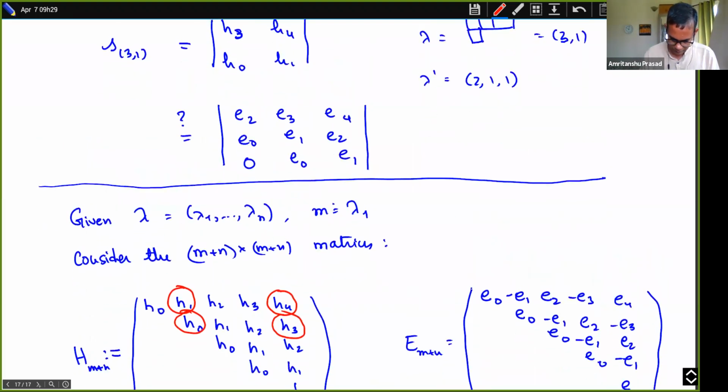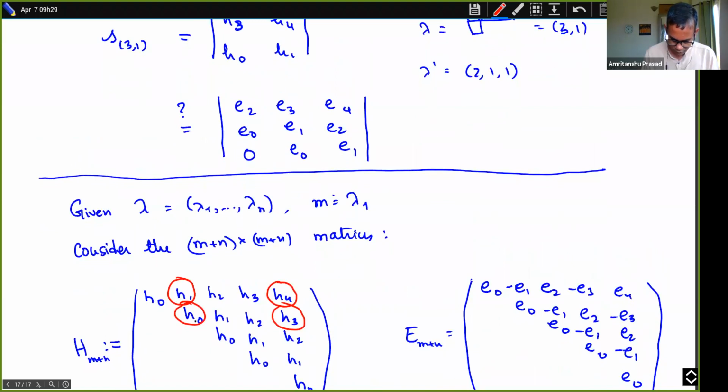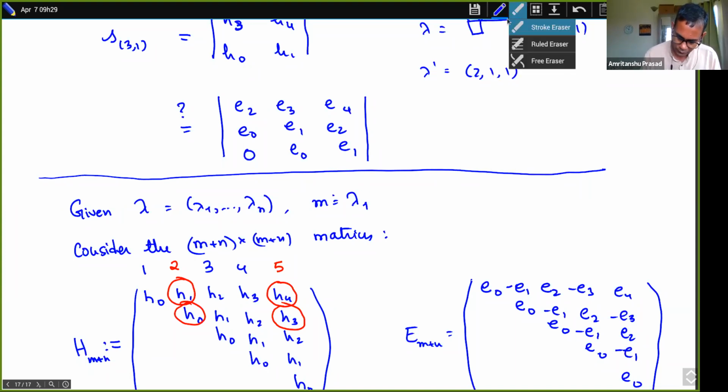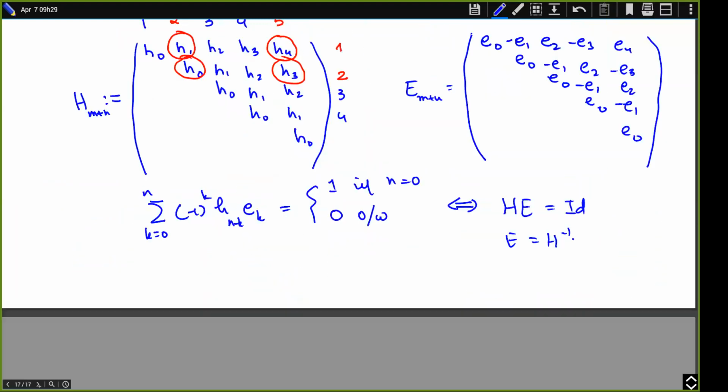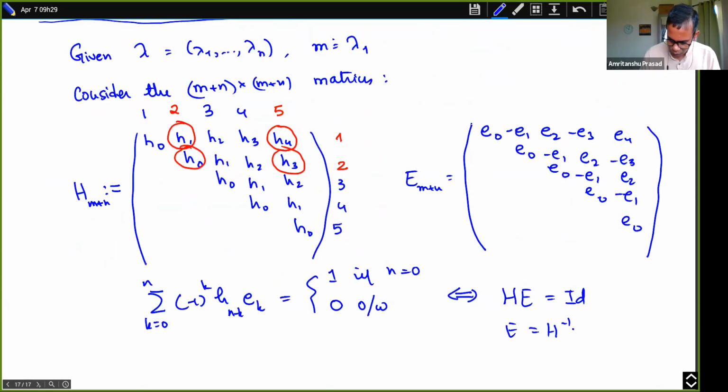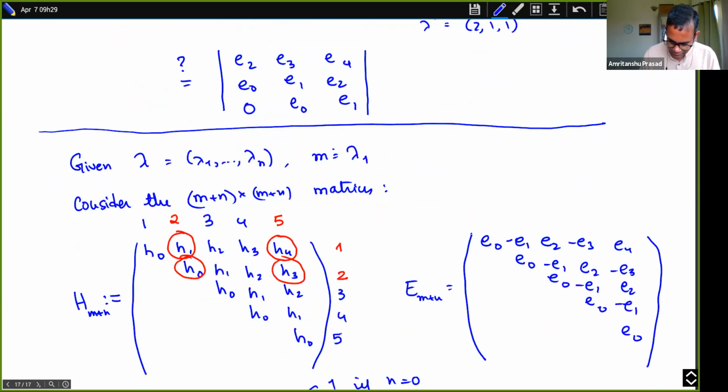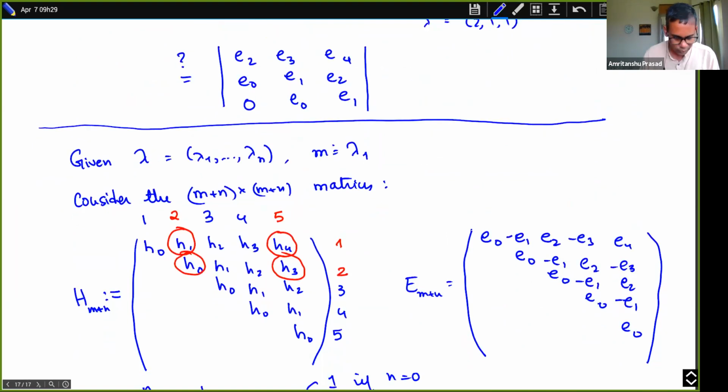So this is H3, H4, H0, H1. So the rows I've chosen are 2 and 5. The columns I've chosen, so I have 1, 2, 3, 4, 5, and the rows I've chosen are 1 and 2. And this E, what do I find? So I almost find it. There's some annoying signs, but those signs are not going to be so difficult to control. But let me just show you where it is.